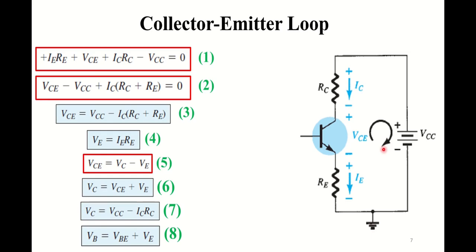The parameters of VC and VB calculated by equation 6 and equation 8 have used the general formula of VAB is equal to VA minus VB, while equation number 7 has been derived by subtracting the voltages at the 2 terminals of the collector terminal, like this and this one.